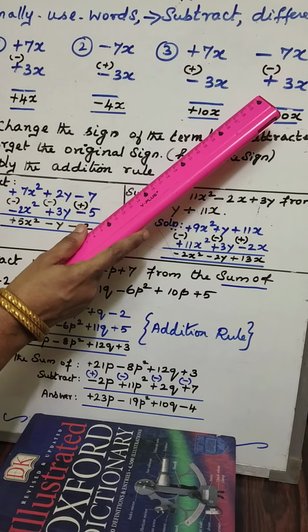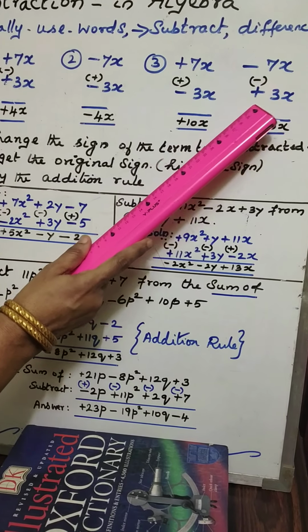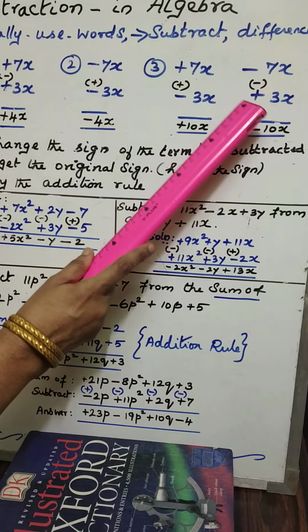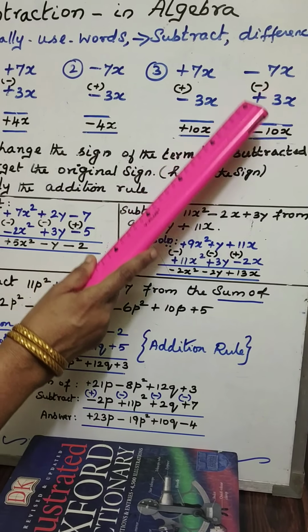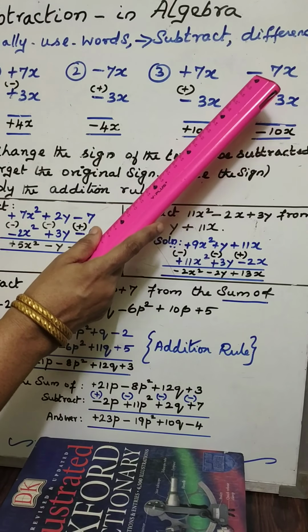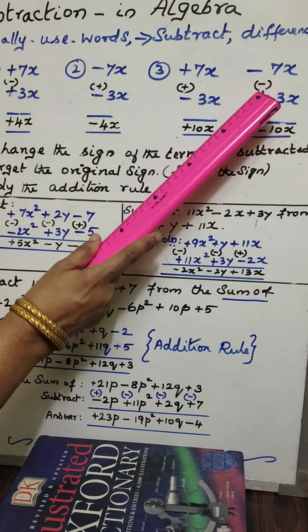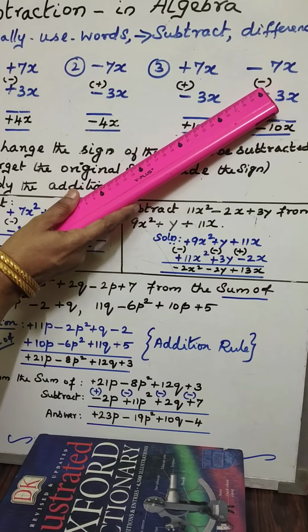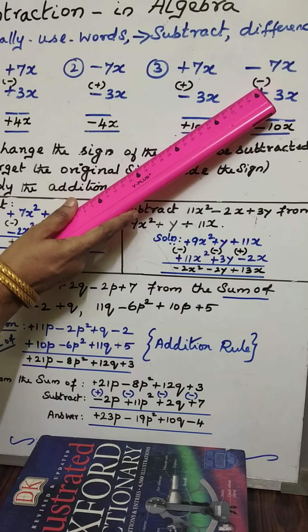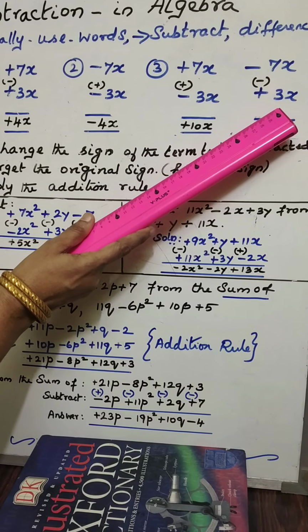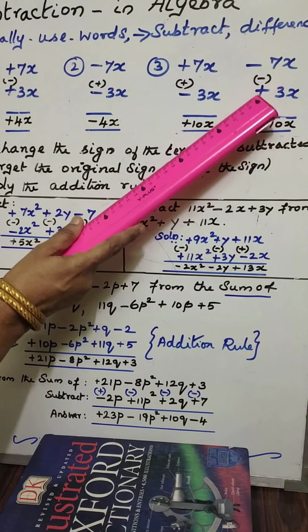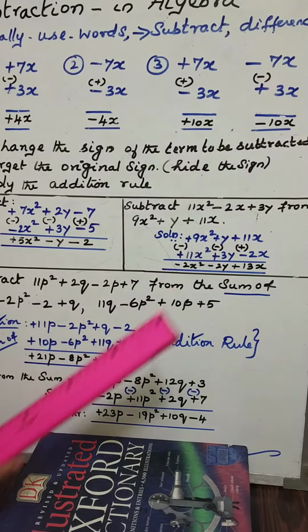Now look at the fourth example: minus 7x plus 3x. Here also, what must you do? If you are asked to subtract, change the sign of the term to be subtracted. That is why I have changed the sign. Plus means minus, minus means plus. Now forget the original one. Now both are minus. Applying the addition rule, in addition, what will you do? You will add both numbers and put the minus sign. Both are minus, so you add and put the minus sign.